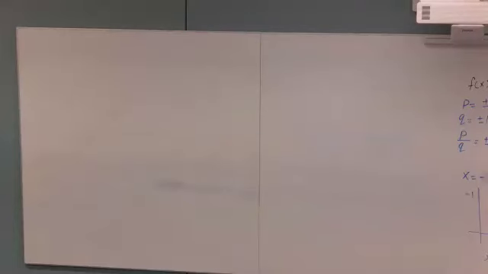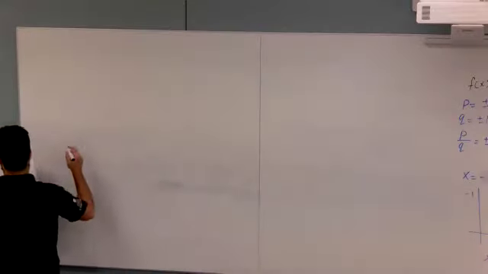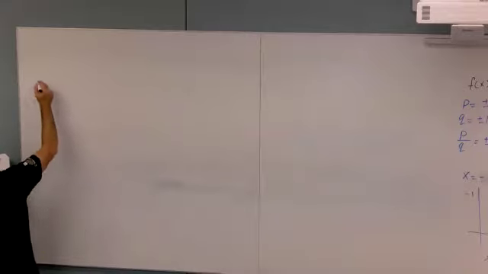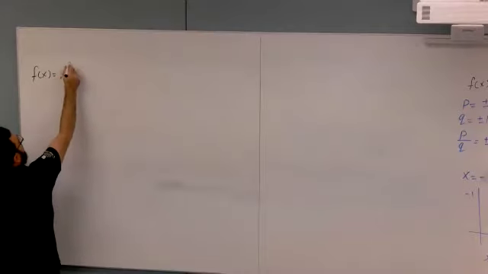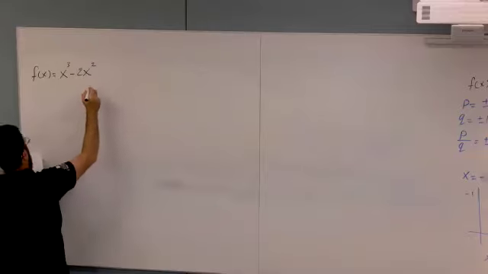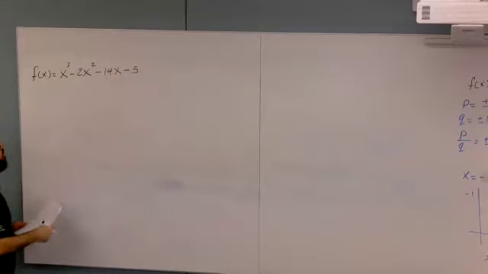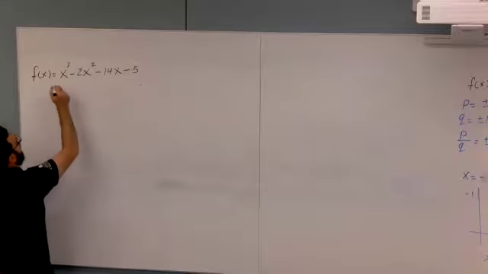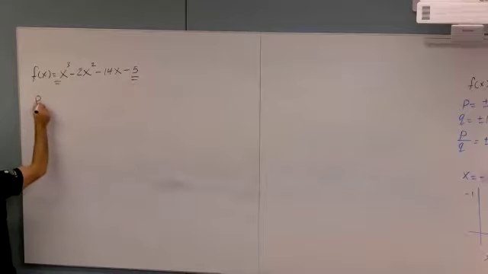Let's do the same process. I think you can factor this one by, no, you can't. x cubed minus 2x squared minus 14x minus 5. Okay. Let's do the same step. Do I have a missing term? No missing term. The constant term equals what?